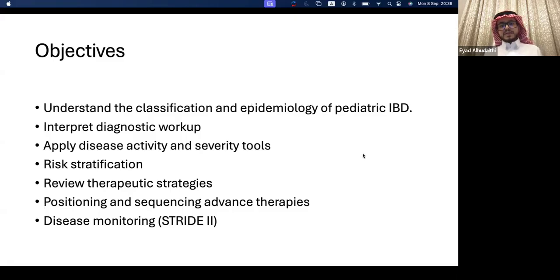Yeah, now it's better. So the objective of the talk is to understand the classification and epidemiology of pediatric IBD, to interpret the diagnostic workup, apply disease activity and severity tools, to be familiar with the concepts of risk stratification, to review the therapeutic strategies like conventional treatment or even biologic and advanced biologic therapies. Also, we should be familiar with new concepts in the IBD world, like positioning and sequencing advanced therapies and disease monitoring.